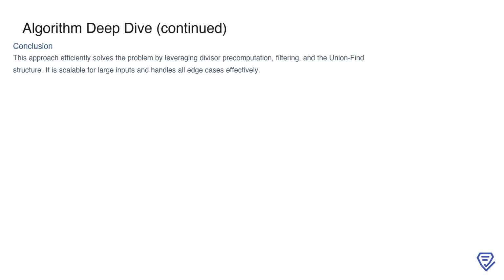In conclusion, this approach effectively addresses the problem by combining divisor pre-computation, threshold-based filtering, and the union-find structure. It scales well for large inputs due to its efficient handling of dynamic connectivity checks. By focusing only on nodes greater than the threshold, we minimize unnecessary computations, ensuring the algorithm remains optimal even with high thresholds or large graphs. The union-find operations, enhanced with path compression and union by rank, provide nearly constant time performance for merging components and answering queries. Together, these techniques create a robust solution that is both scalable and capable of handling edge cases seamlessly.